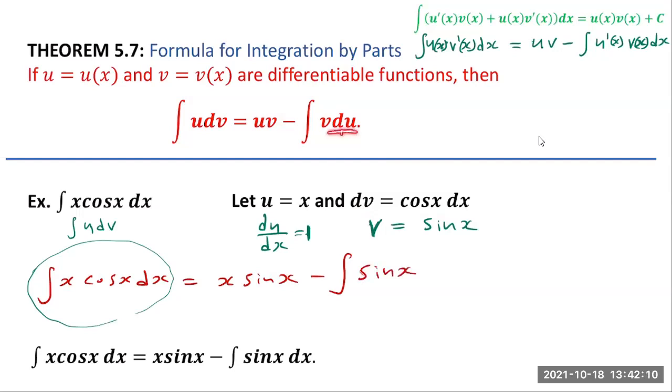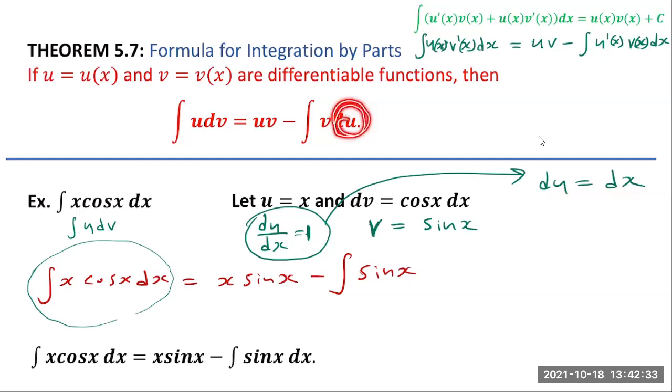What is my du? Here I have du over dx equal to 1. That means du is equal to dx. I just multiply this to the other side, and you get du equal to dx. So in this formula, du is nothing but dx. So that is dx. That's the first step of the integration by parts formula.